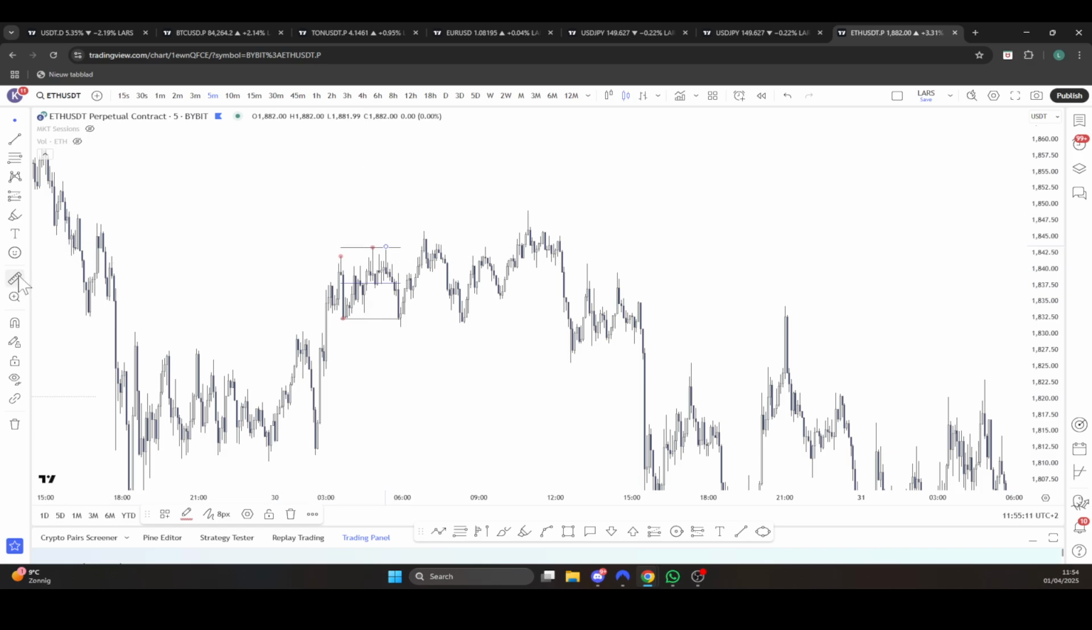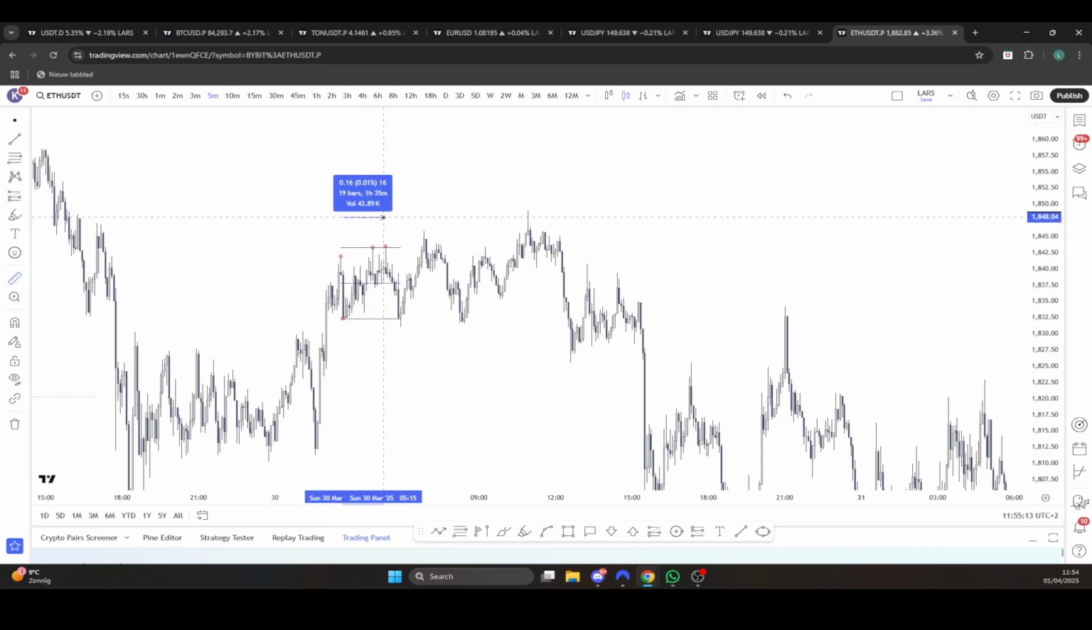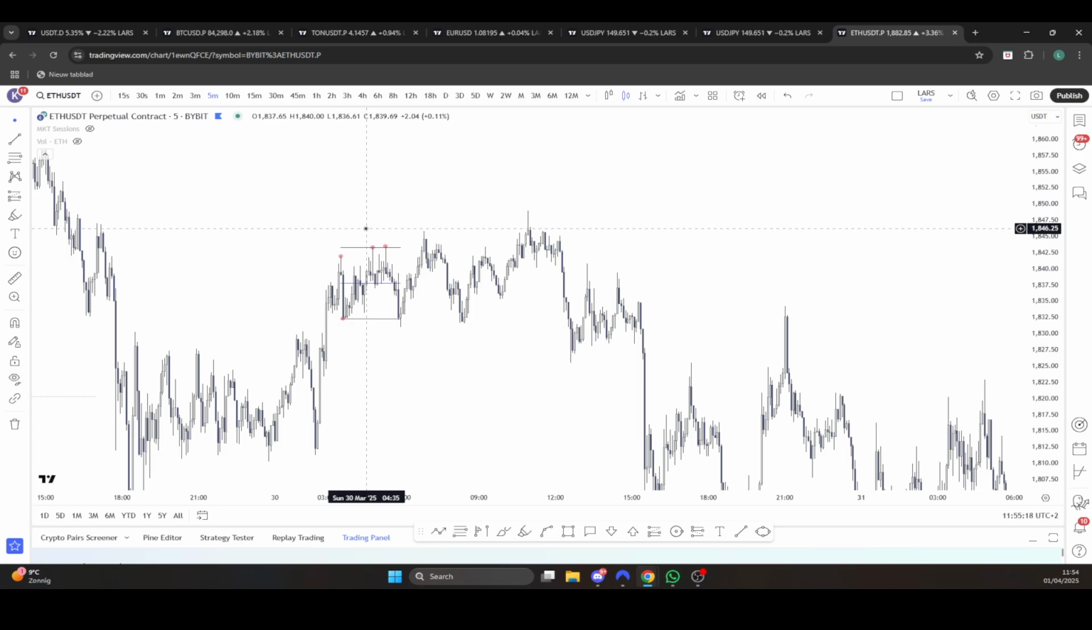Now, this range is very small in size. This range is only an hour and 40 minutes. Preferably, my sweet spot for the ranges is above a duration of 1 day.